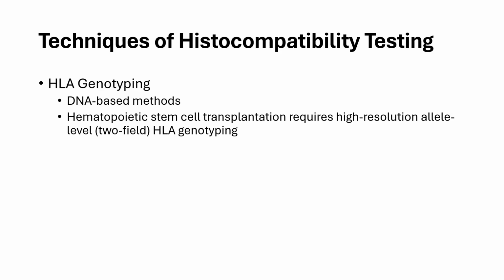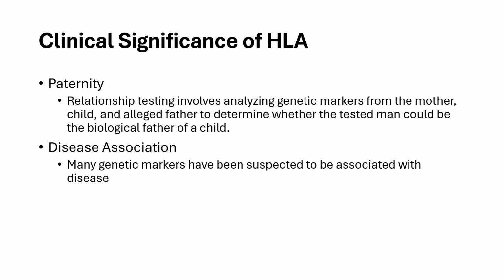For HLA genotyping, DNA-based methods are used for HLA typing. High resolution, or allele level, genotyping is essential, especially for hematopoietic stem cell transplantation. High resolution typing can improve matching accuracy and transplant success. For paternity, we test genetic markers from mother, child, and the alleged father. It can determine if the tested man could be the biological father. It can also be used for disease association, as some genetic markers are linked to susceptibility or resistance to diseases.